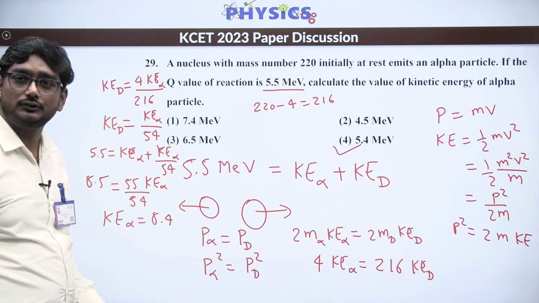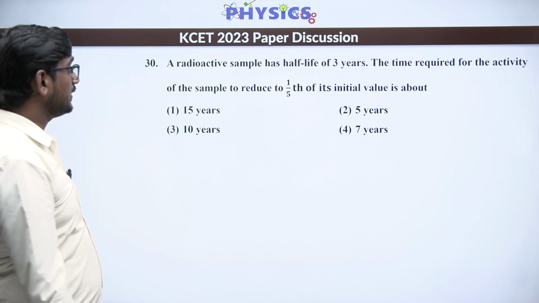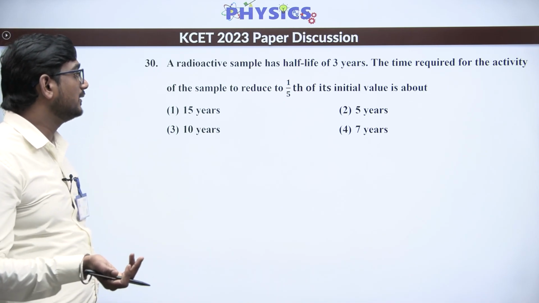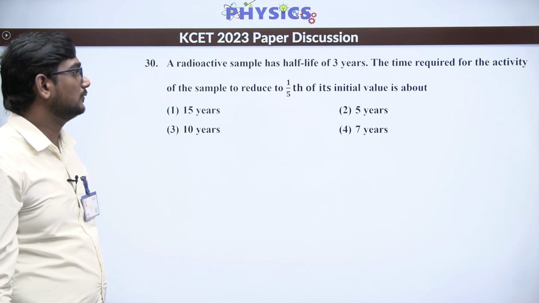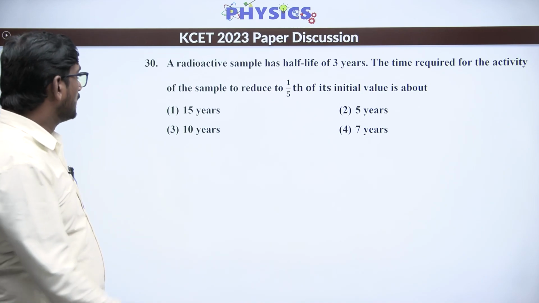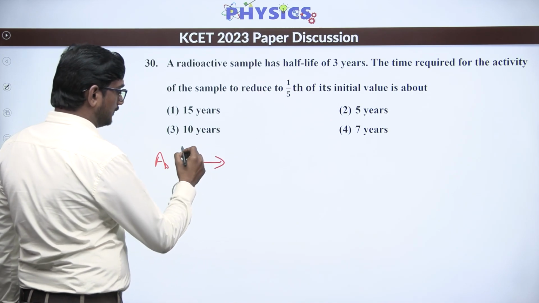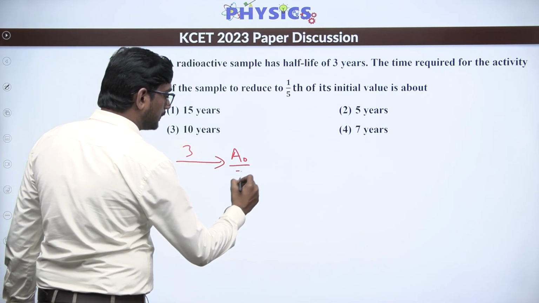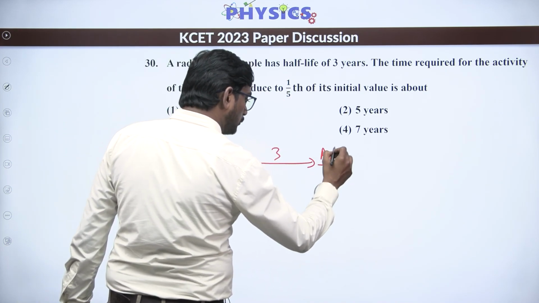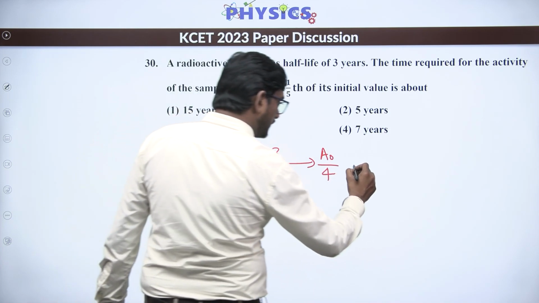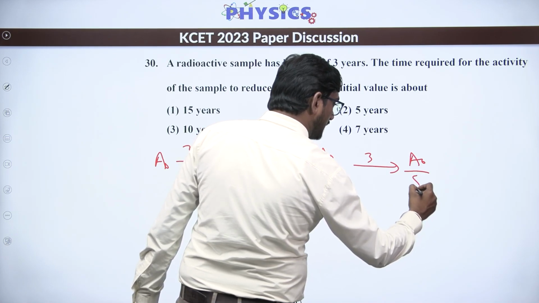Moving to the next question. There is a radioactive sample that has a half-life of 3 years. The question is how much time will be required to reduce its activity to 1/5 of its initial value, right? So how will we find out? Initially, let us say it is A naught. In 3 years, one half-life, it will become A naught by 2. In the next 3 years it will become A naught by 4. In the next 3 years it will become A naught by 4 by 2, that is A naught by 8.